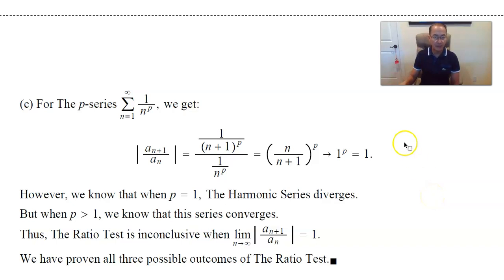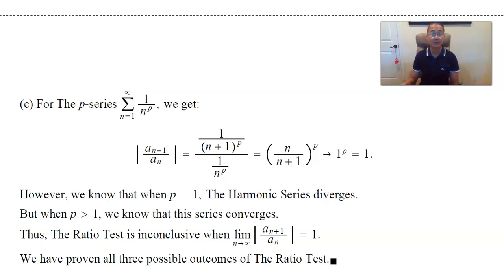We know that when p is 1, we get the harmonic series, which diverges. If p is bigger than 1, we get a convergent series. So when this happens, you cannot make a conclusion. You can get a divergent series or you can get a convergent series. So therefore, the ratio test is inconclusive.